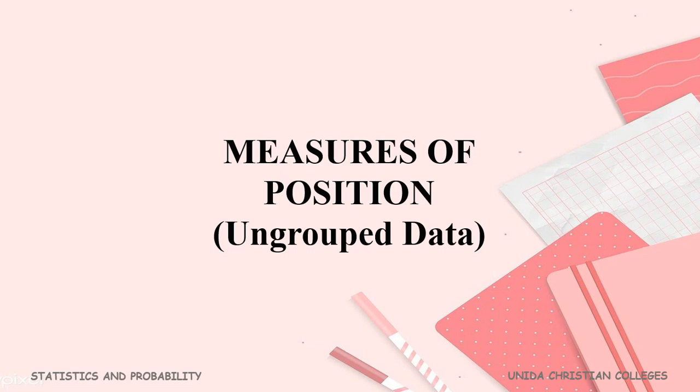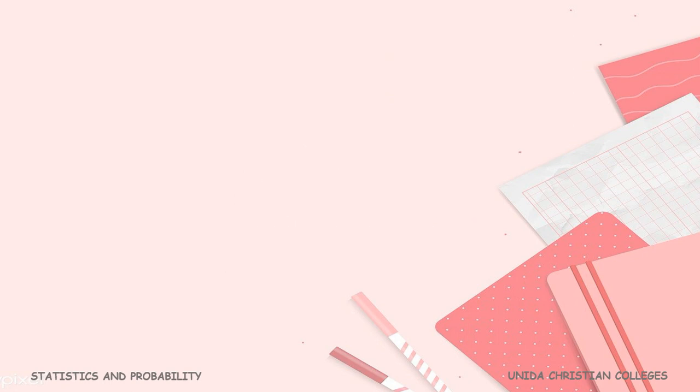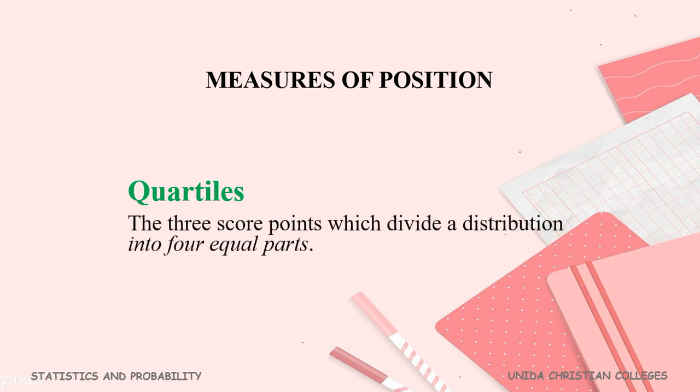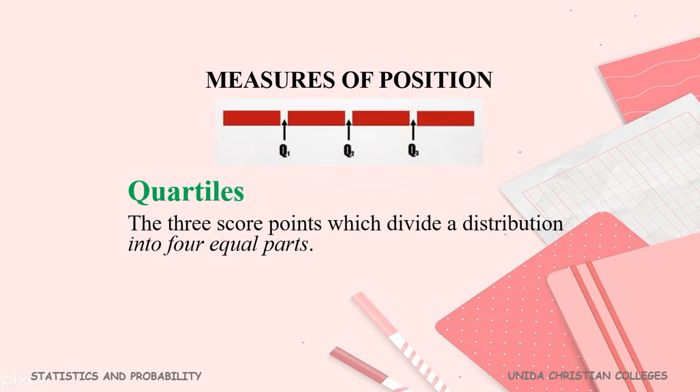So now, let's continue our discussion. Let's have the measures of position for the ungrouped data. So let's have the first measure of position, which is the quartiles. From the word quartiles, the three score points which divide a distribution into four equal parts. Quarter, it is divided into four equal parts.